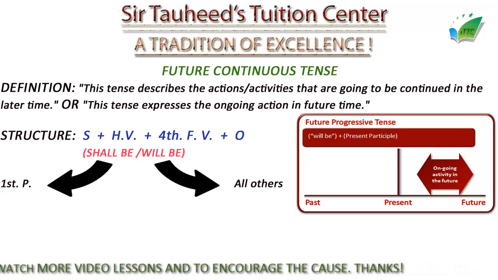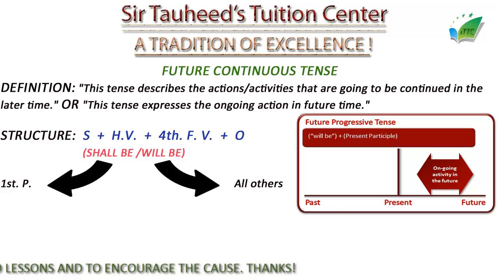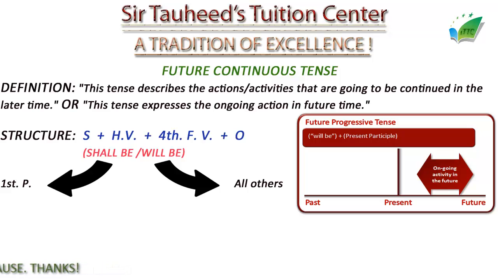As you can see in the graph as well, if we divide the tenses according to the timeline, first comes the past, then present, and then goes to future. And what we are talking about right now is future ongoing activities, means something which has not yet started. It will be started in future and will continue for some time in future. So these kinds of activities are expressed with the help of future progressive tense.